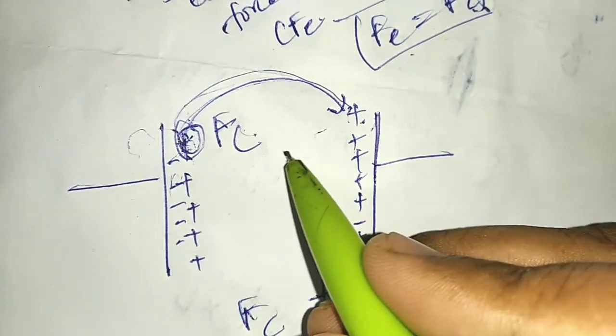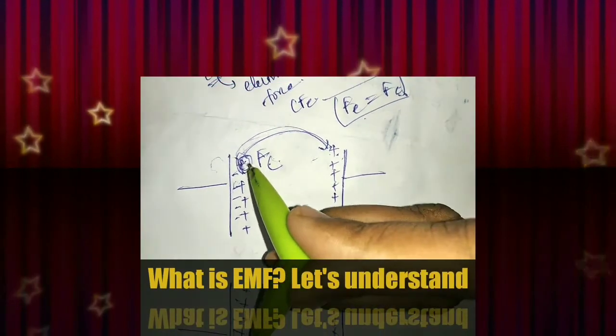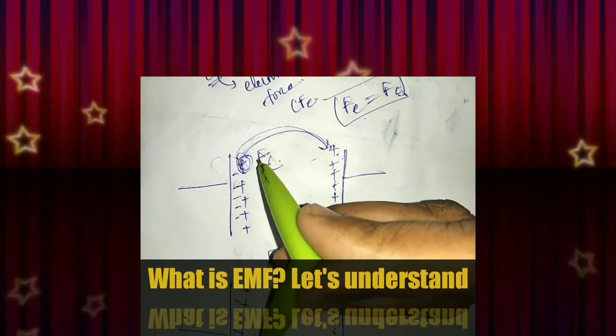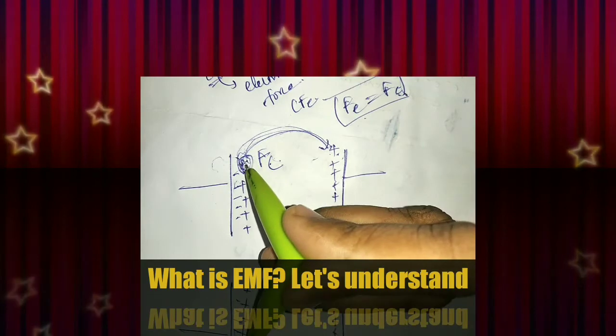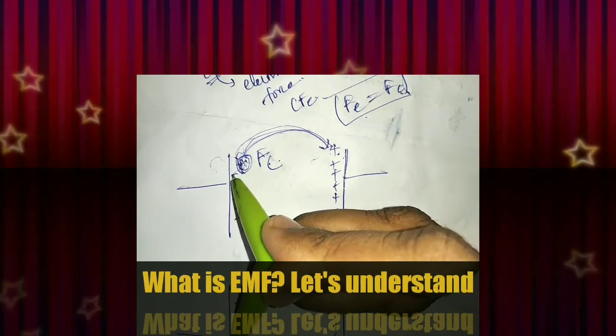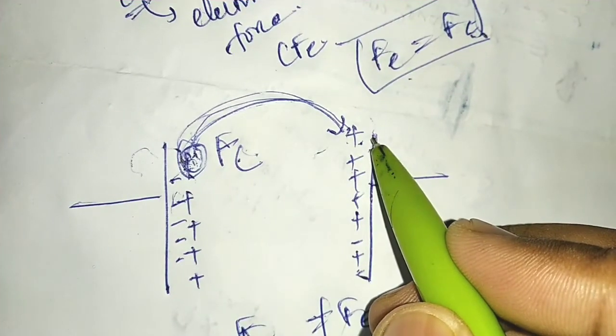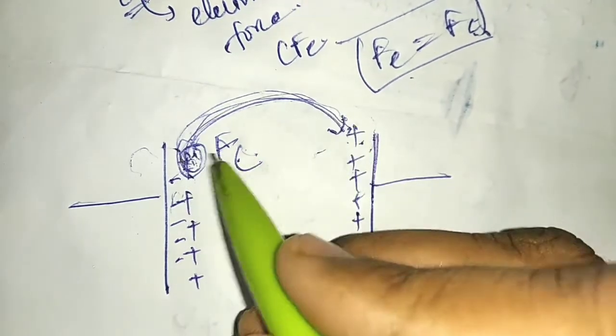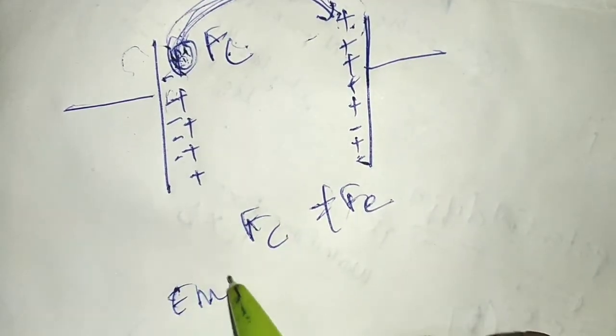Fine, all of you understood this. Now, one more term is going to be explained here, students. The chemical force is doing some work to bring this positive charge from the negative plate to the positive plate. This work done is called EMF, that is, electromotive force.